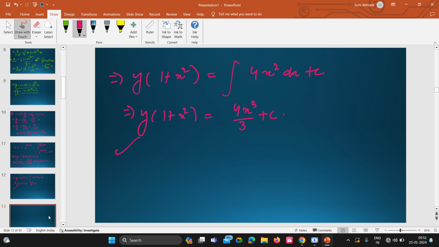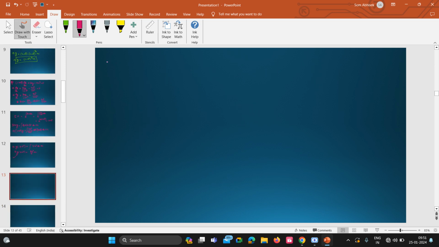Next question. It's number 5. x square dy by dx plus 2xy is equal to y cube. How to solve these questions? When there is this power, first of all we have to take this x square out. So dy by dx plus 2xy by x square is equal to y cube by x square.